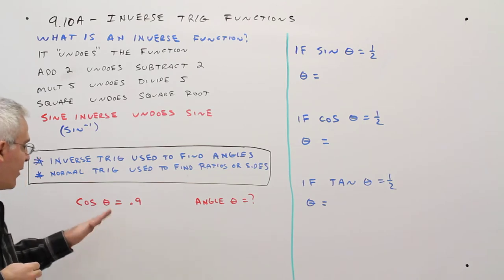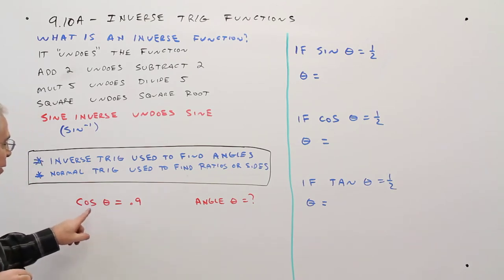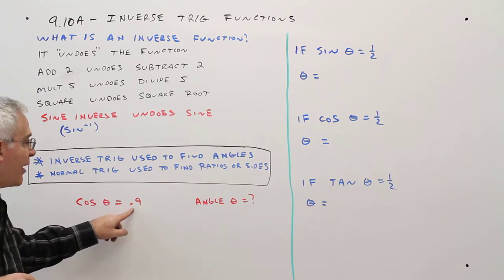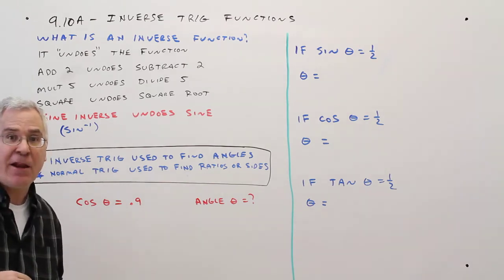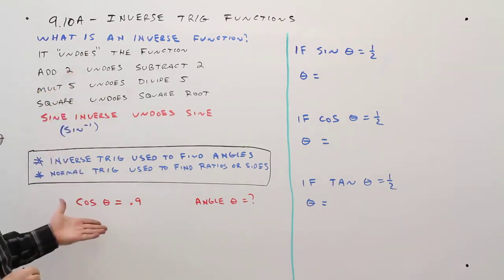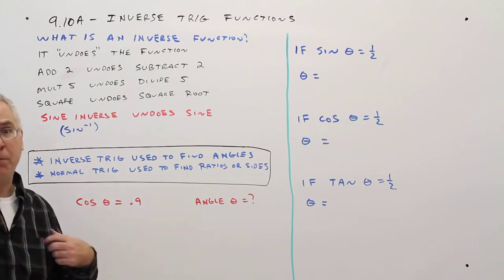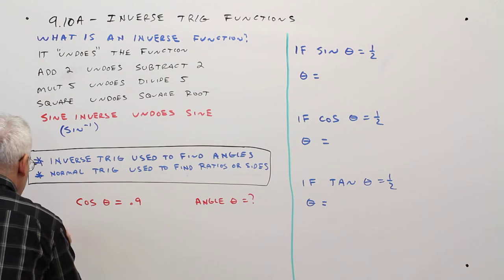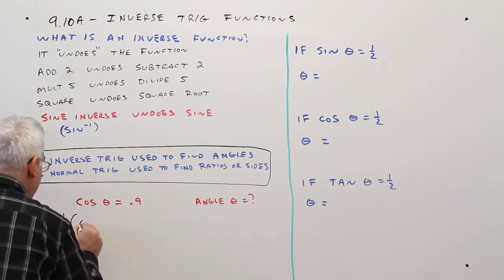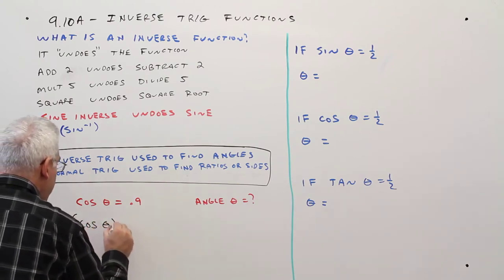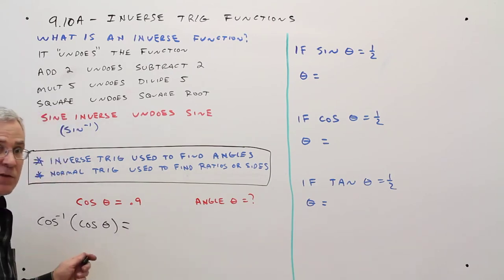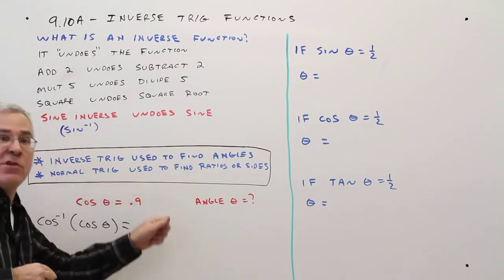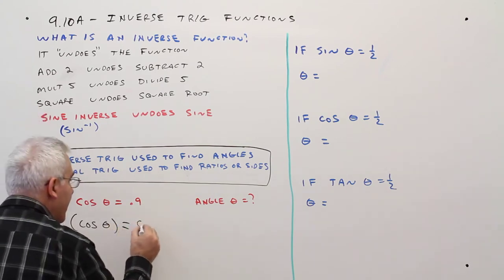All right, so here's just a little for instance. Let's suppose I know that the cosine of some angle theta equals 0.9, and I want to find that angle theta. All right, well, this is the function. Let's apply the inverse. The inverse would be cosine inverse. So I will apply the cosine inverse to the right side of the equation, and just like in all of algebra previously, if you apply the inverse on the left side, you also apply the inverse to the right side.